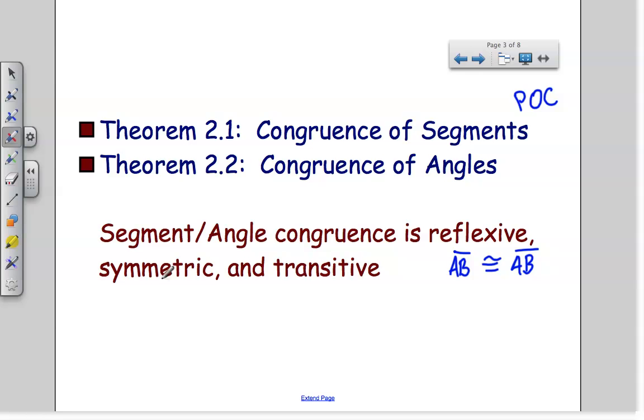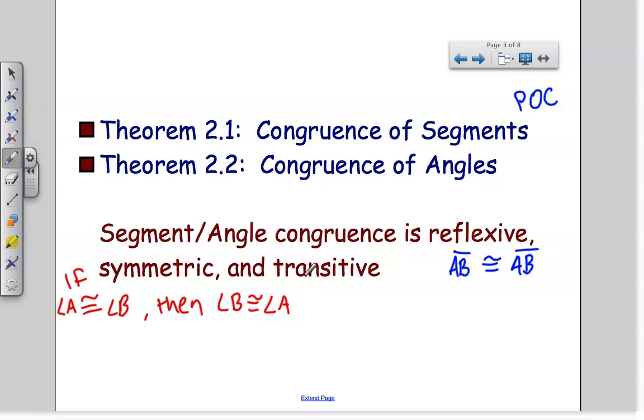Symmetric, remember you think symmetry and you think kind of a reflection or like flipping over, in this case the congruent sign. Let's do this with angles. If angle A is congruent to angle B, then symmetric means I can reverse the way I wrote that, look at the symmetry of it, and say angle B is congruent to angle A.